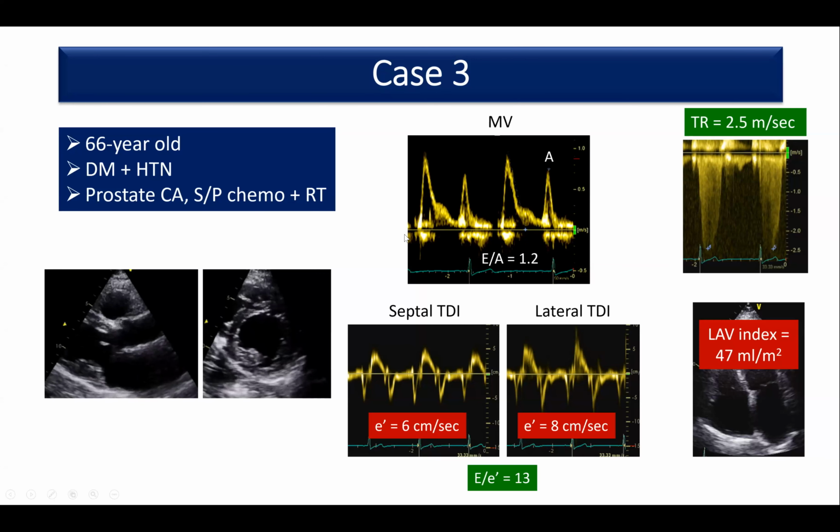Let's look at the mitral inflow. You can see here the E velocity, the E to A ratio is 1.2. So we're going to be in the middle part of the guidelines. The TR velocity, I put it in green because it's normal, is 2.5 meters per second. This is the septal and the lateral tissue Doppler. The E prime is 6 in the septal and 8 in the lateral. So both are low. That's why I put them in red. And the left atrial volume index is 47 ml per square meter, which is large. So it's abnormal.